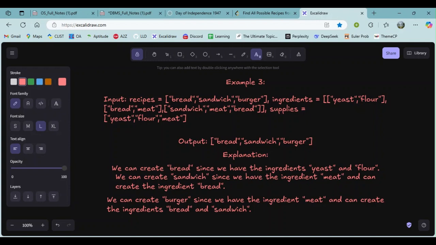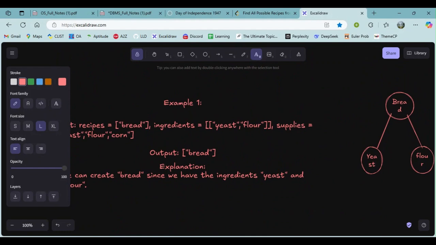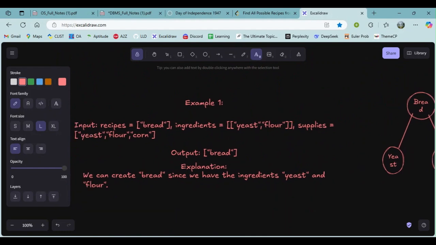So as we know that we can only make the recipes from the supplies, like supplies are the base, and then we can make the structures. Okay, so let's understand with the examples and a graph-like representation.